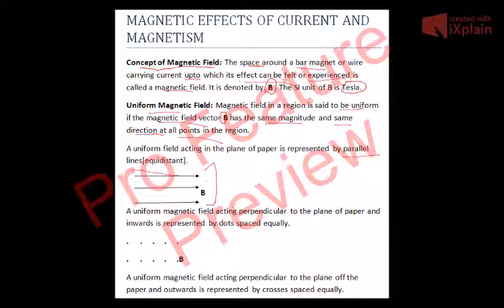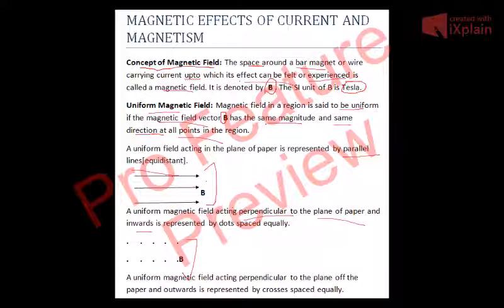A uniform magnetic field acting perpendicular to the plane of paper. Suppose you want to show that the magnetic field is perpendicular to the plane of the paper of your notebook, how can you represent that? You cannot draw arrows in air, you cannot draw lines in air, so we represent it by dots. You can see it is a dot, which means that the magnetic field is either upwards or downwards. In both cases, it is perpendicular to the plane of the paper. So in this case, the magnetic field is represented by dots, and all the dots are equidistant from each other.